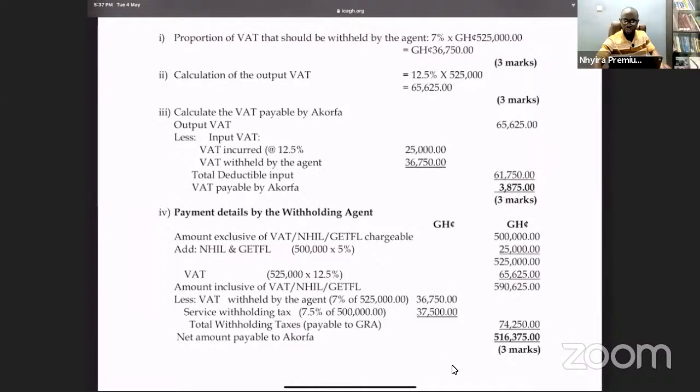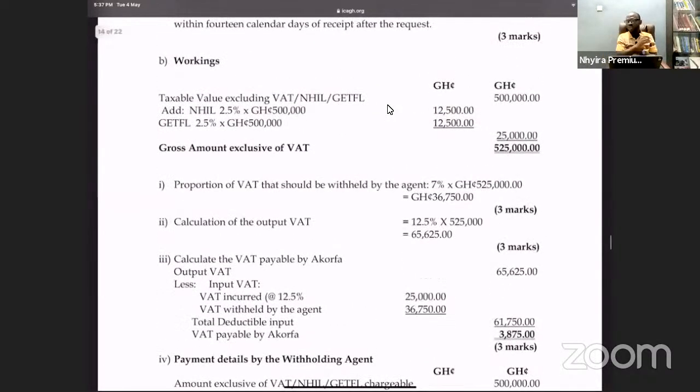Kweku, your line is breaking. So you can see that the main service withholding tax is charged on the gross amount, whilst the 7.5 VAT withholding is charged on the amount exclusive of VAT, but inclusive of the NHIL. So this is what I want you to take. And that is what I explained to you in class.